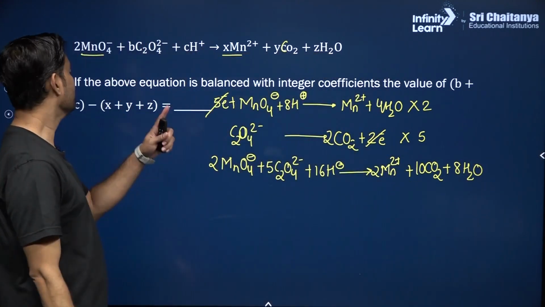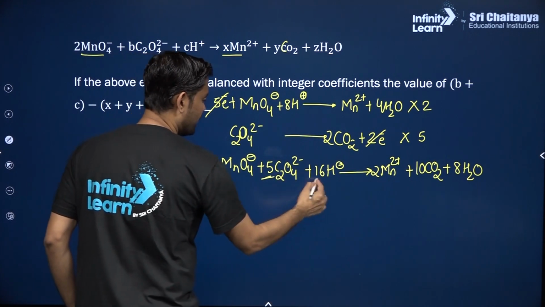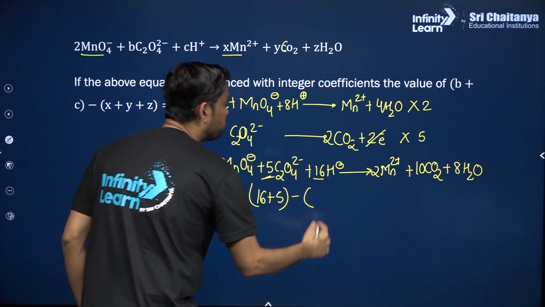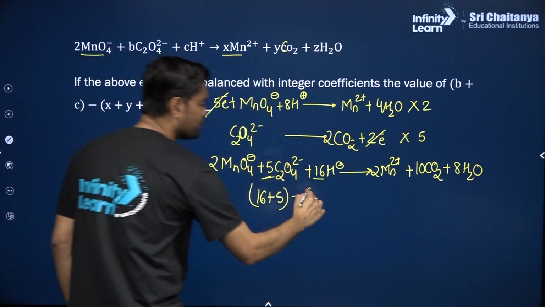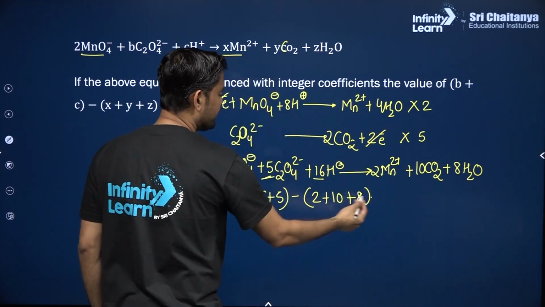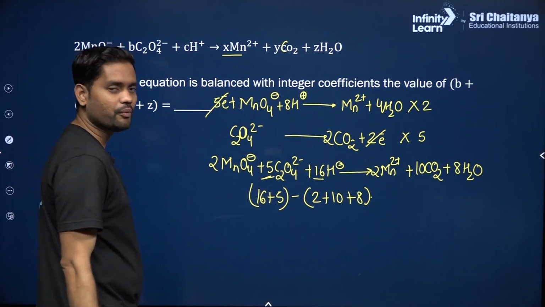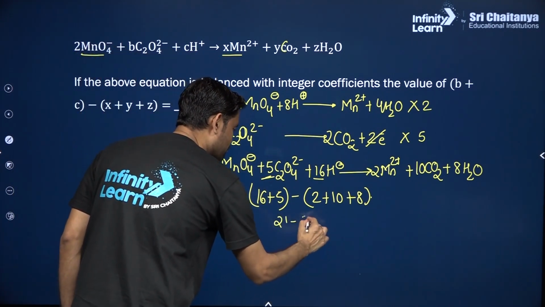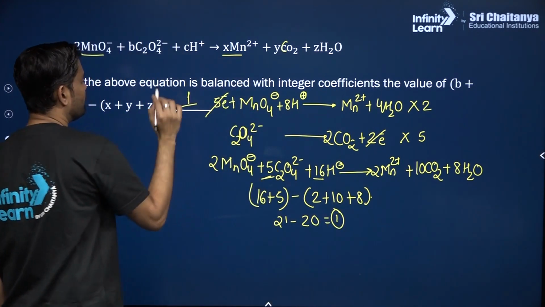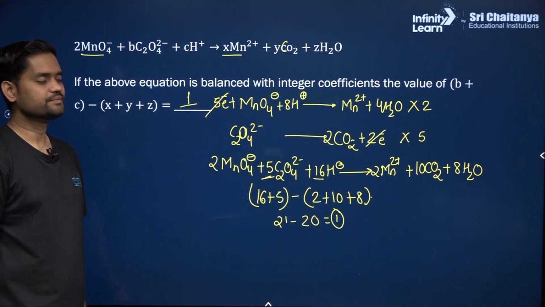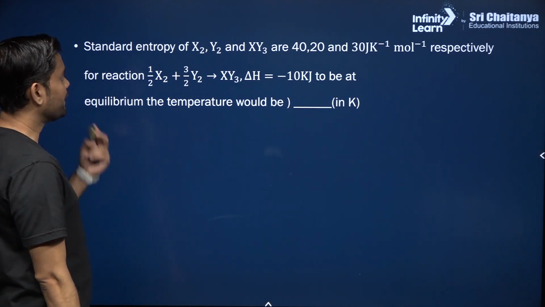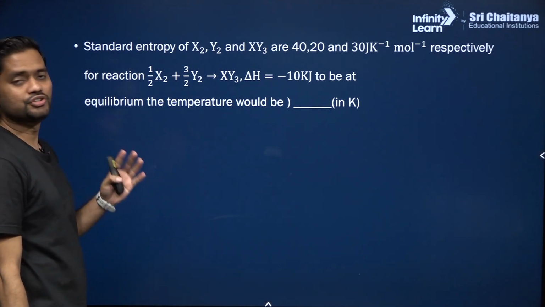Okay, and what is the equation? B plus C. So this is B and this is C. So 16 plus 5 minus X plus Y plus Z, that is 2 plus 10 plus 8. So 18 and this 20, 16 and 5 is 21. 21 minus 20, that is equal to 1. So we will get the answer as 1. Clear? Perfect.